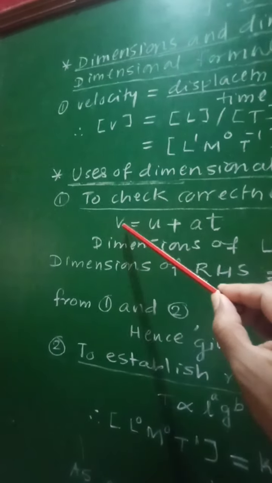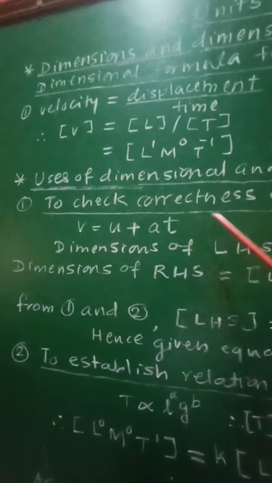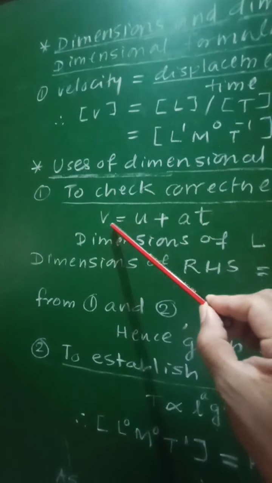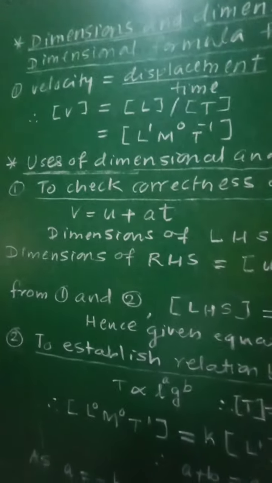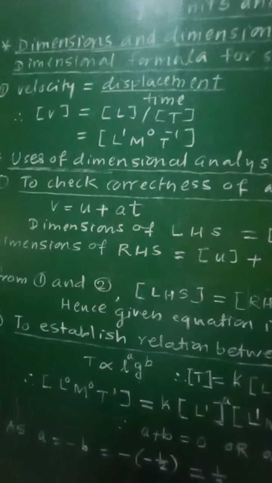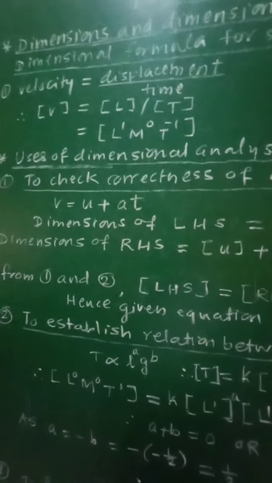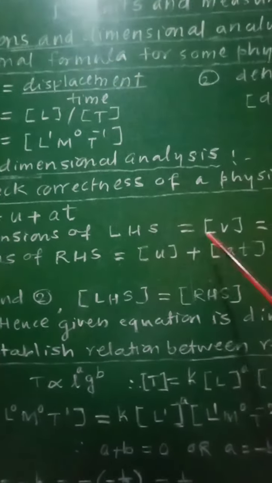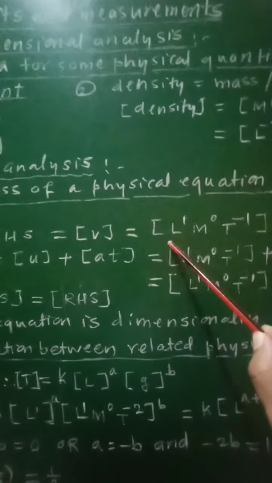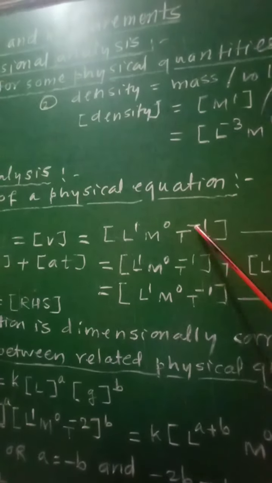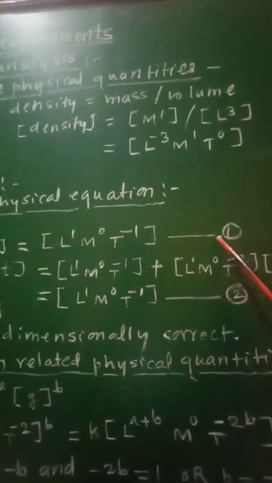Now out of these, v is on the left side and u plus at is on the right side, and therefore we will consider the dimensions of LHS and dimensions of RHS. If the dimensions of LHS equal the dimensions of RHS, then the given physical equation will be dimensionally correct. Let us find the dimensions of LHS, that is v. Dimensions of v will be equal to 1 in length, 0 in mass, minus 1 in time. So that will be equation number 1. This represents the dimensions of LHS.